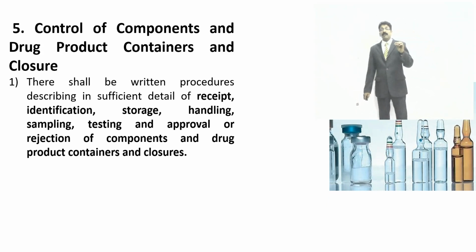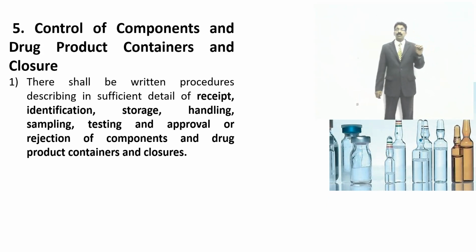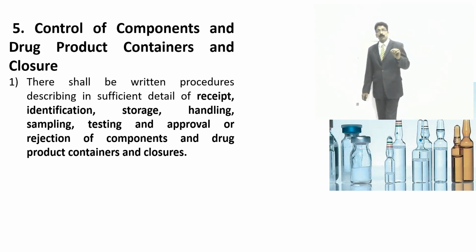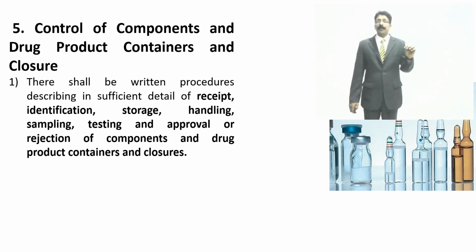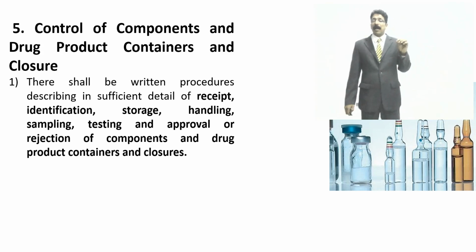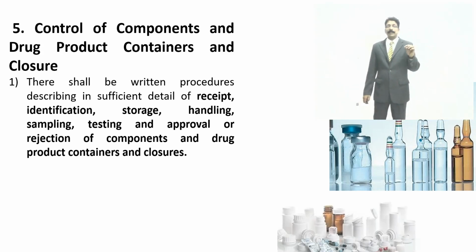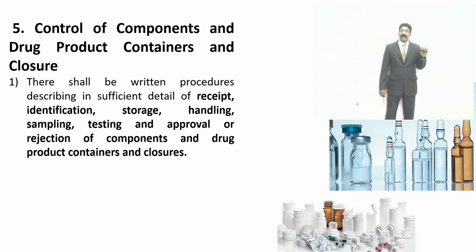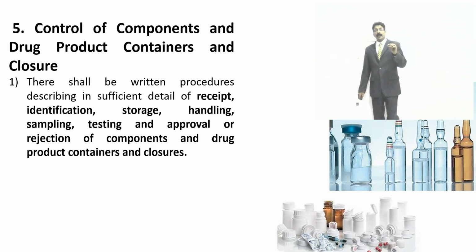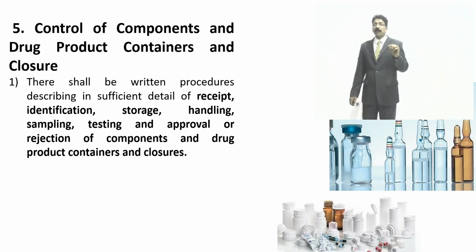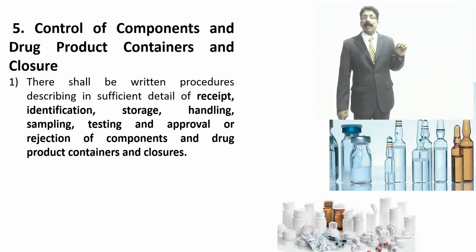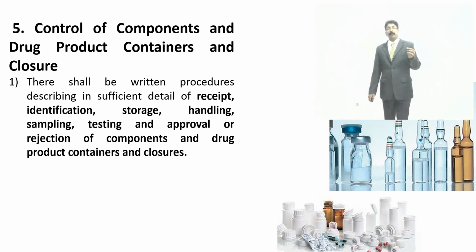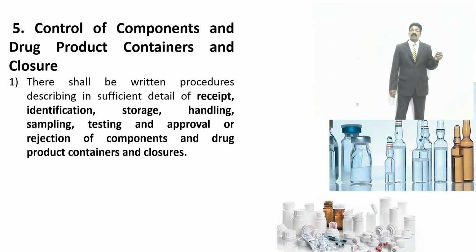Here we have shown the ampoules with the specification given according to WHO. We can use ampoules and vials for parenteral products, and we can go for even plastic containers and closures, bottles for liquid orals, and collapsible tubes for ointments and creams. Every specification is given.